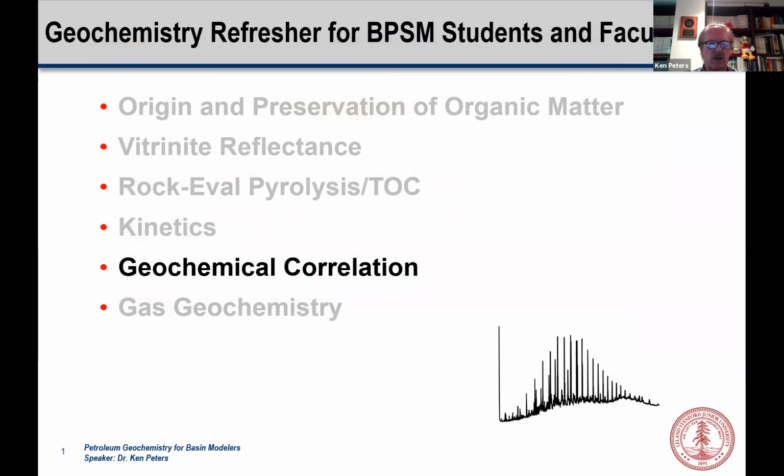What I'd like to do today is talk a little bit about geochemical correlation. We just finished up a section on kinetics. We're going to do some geochemical correlation. This is very important. I think a lot of basin modelers don't think too much about that.